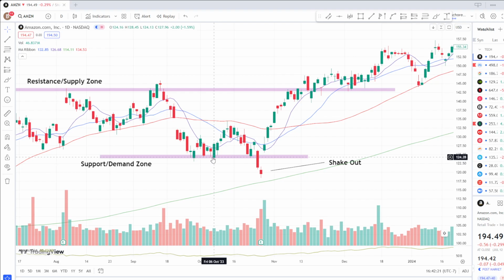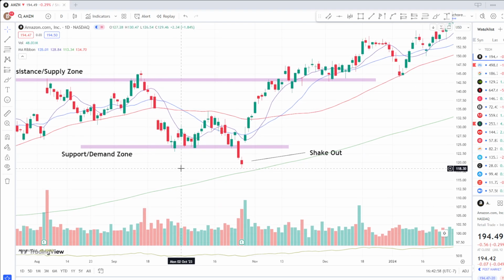Now, a common question I get is, where do you put these lines? First of all, it's not really a line. There's not a specific level. It's a zone. It's an area where, probability-wise, you'll see buyers step in and stabilize the price. So you want to look for areas where there are multiple candles supporting the price. The more candles, the better. In this case, we can see the price was stabilized for about a week or so.